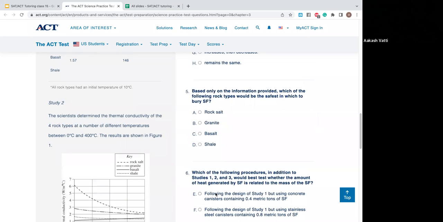5, based on the information provided, which of the following rock types would be safest in which to bury SF? Again, just put your answers in the chat.